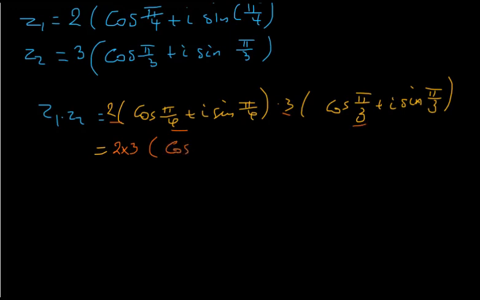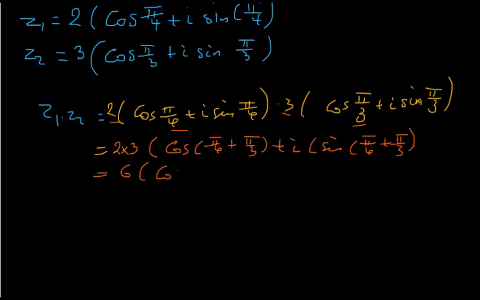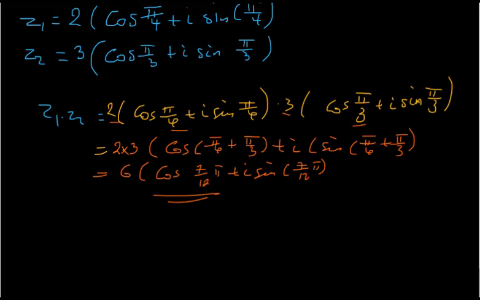So that is the same as cosine of pi over 4 plus pi over 3 plus i into sine of pi over 4 plus pi over 3. So this is equal to 6 into cosine of 7 over 12 pi plus i sine of 7 over 12 pi. This is it. So the other one is division of complex numbers.